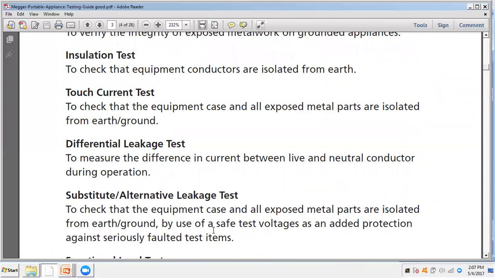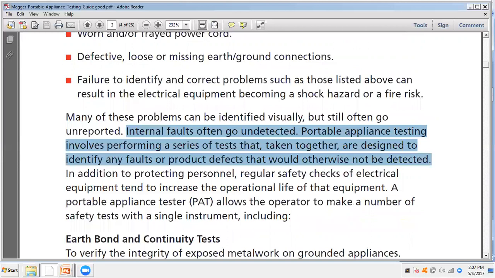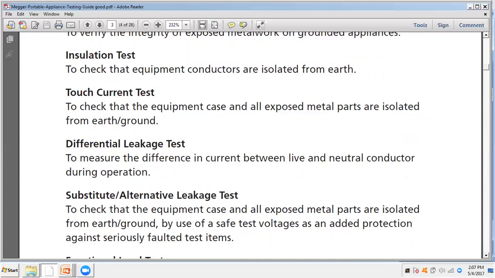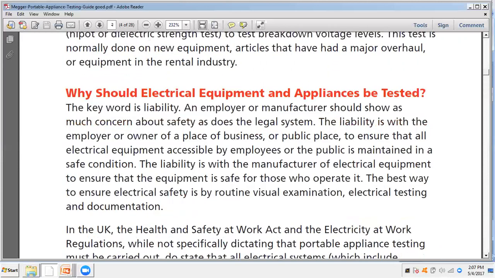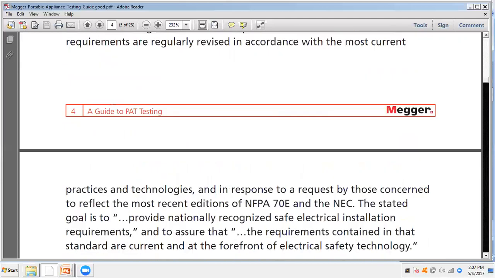So these are some techniques, some ways through which we can protect our surroundings. We can protect the people who are working around from electrical shock.